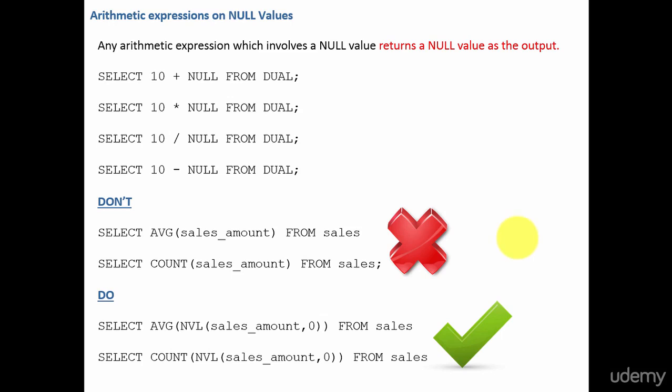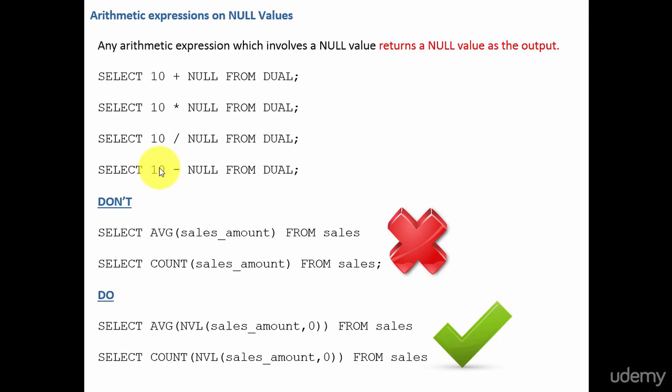Why? Because any arithmetic expression which involves a null value returns a null value as the output. Whether you add null to a value, or multiply, divide, or subtract null with a value, the output is null. You have to remember this point very carefully. Whether you are writing your Oracle certification exam or you are working in an office, be careful with null.